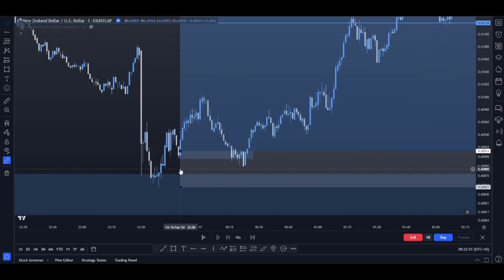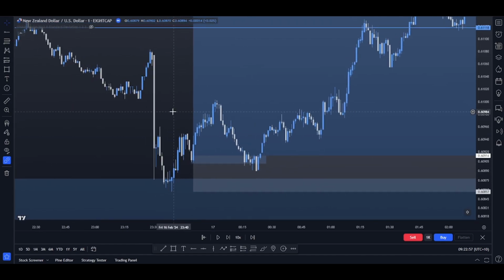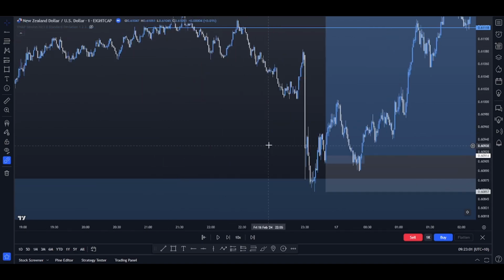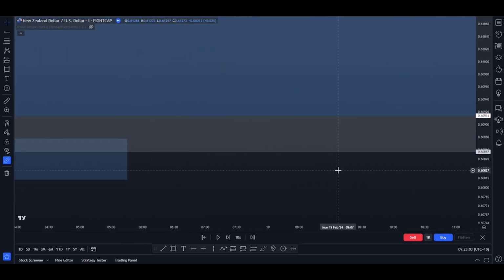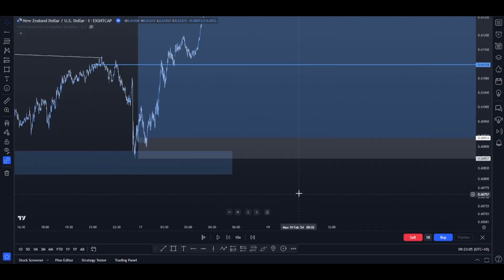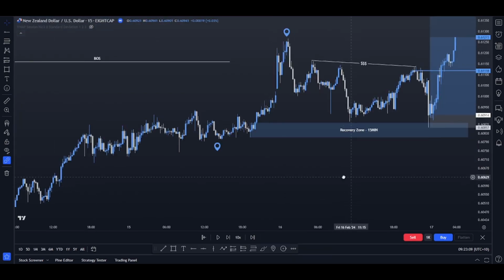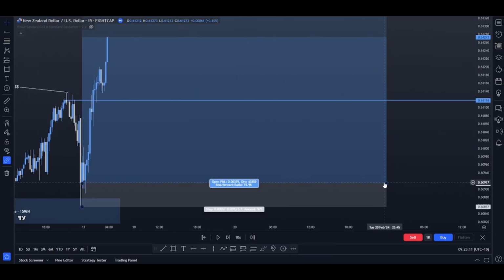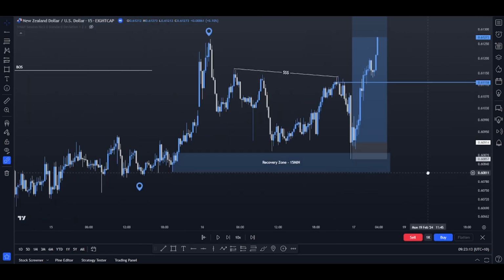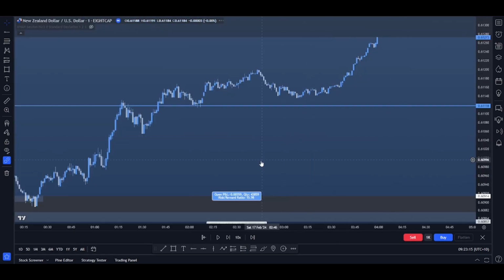There were no lower recovery zones in this particular range. A lot of people would have their stop loss a lot smaller, but again, you'd be taken out. It's really stupid to have your stop loss that small in this particular scenario. So my buy position is huge. Let me just change this, put it back a bit. It was a 5 pip stop loss.